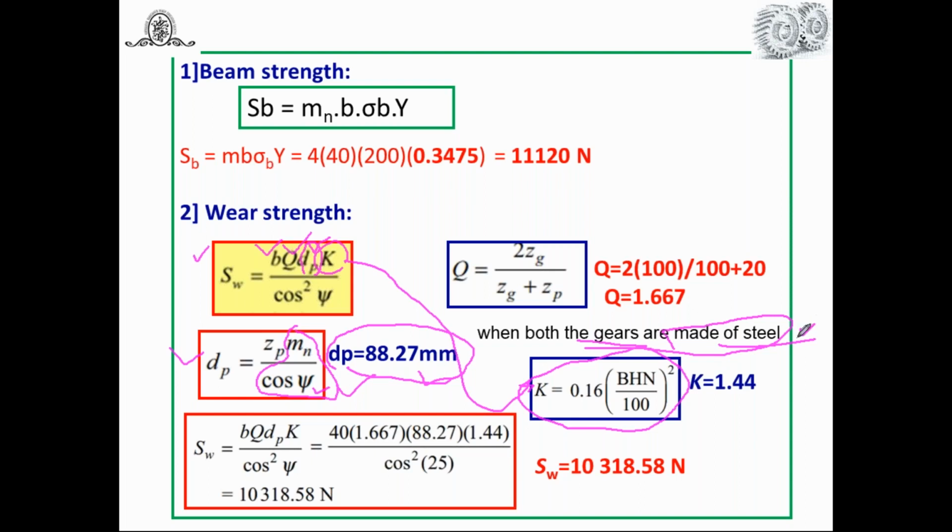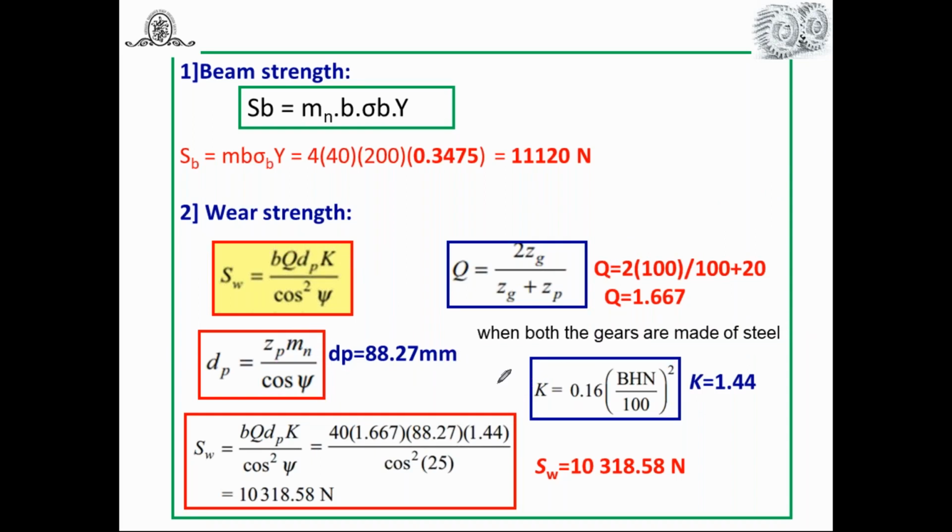And you know very well, if they are made of different material, then what is the equation here? Instead of 0.16, the formula becomes K = 0.18 (BHN/100)² when they are made of different material. Different means the pinion is made of steel and the other is made of cast iron. And when they are both made of cast iron, this equation becomes 0.21 (BHN/100)².